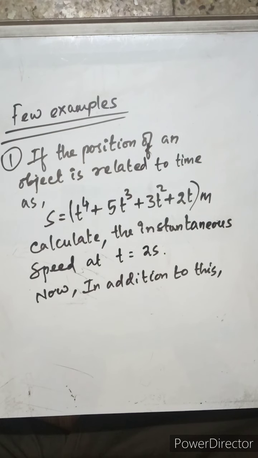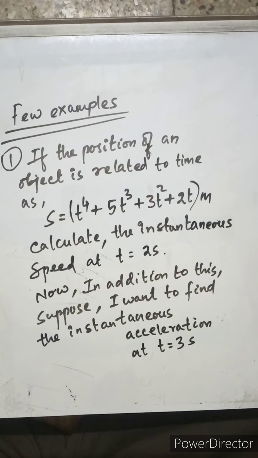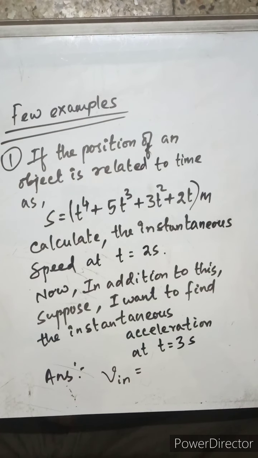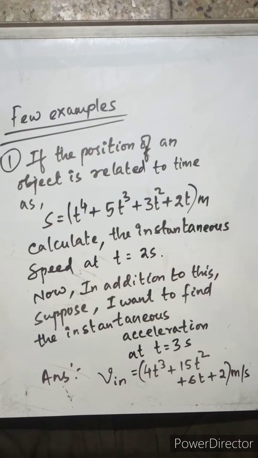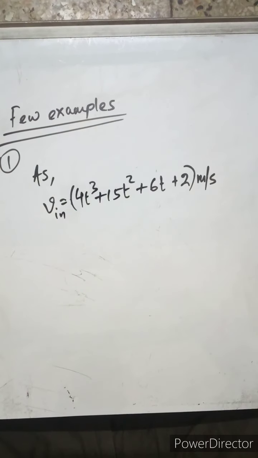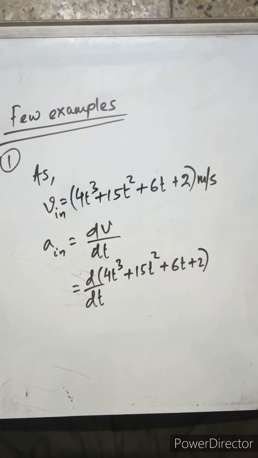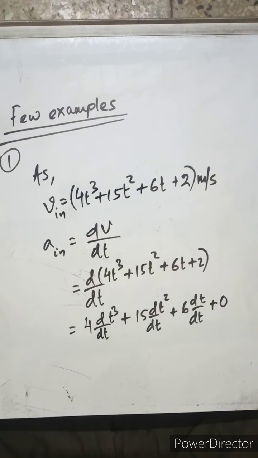Now in addition to this, suppose I want to find the instantaneous acceleration at t is equal to 3 seconds. The expression given is for displacement or distance, that is s, but I want to find the acceleration. If you remember correctly, going back, the v instantaneous expression we had obtained is 4t cube plus 15t square plus 6t plus 2 meters per second. This was the expression that we obtained after taking the first differentiation. Then for instantaneous acceleration, we have to differentiate it once again, that is d by dt of the expression that we have over there.